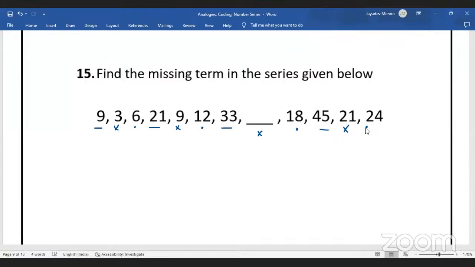If you are looking at the terms in the second series, the first term is 3, then the second term is 9. 3 plus 6 is 9. So the next term should be 9 plus 6. 9 plus 6 gives 15. To verify, we need to check the next term also. So the next term should be 15 plus 6. 15 plus 6 is 21. So this is the pattern. So our missing term will be 15.